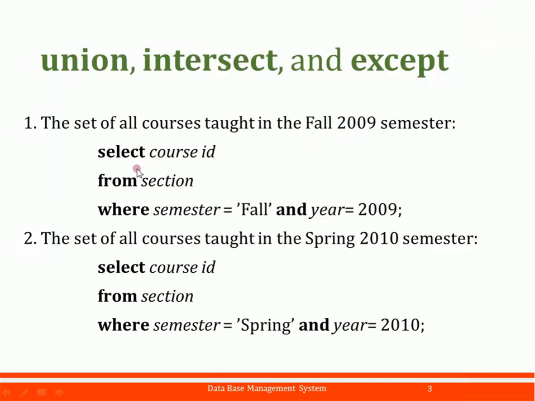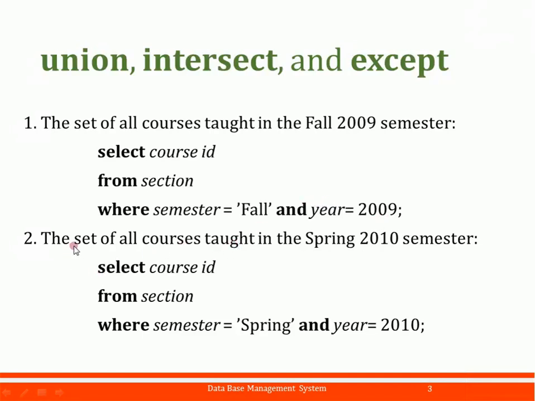So the query goes like this. As you know, you have a select clause which selects the particular attribute or the column, from which table you are going to take the tuples, and the condition is provided in the where clause, and the conditions are combined using the AND operator. So this query selects all the course ID from section relation where the semester has to be fall and the year has to be 2009. Select course ID from section where semester equal to fall and year equal to 2009. So this is like simple English language.